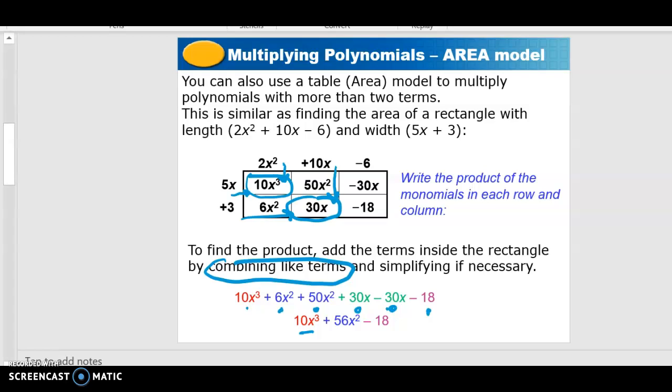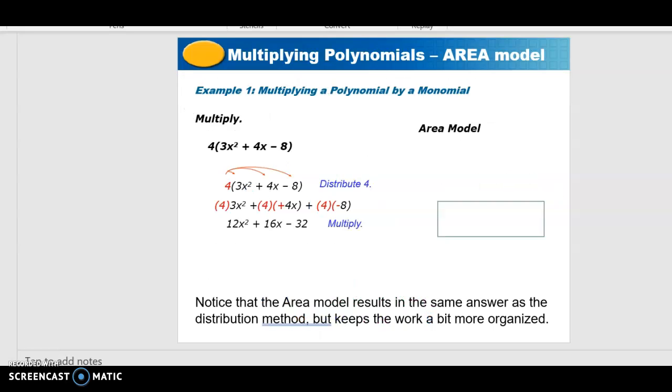So let's see how that looks when we have a little bit more of a simple model. Now this is combining yesterday's with today's. Yesterday we learned how to distribute, to multiply a monomial times a trinomial. Well, let's do the same thing using an area model. So I have a 4 here, and I have to divide this into 3.